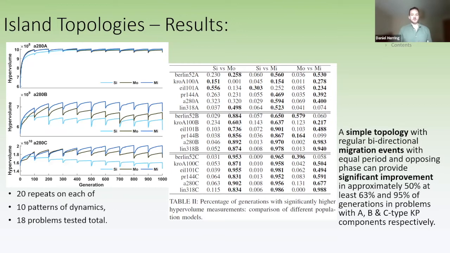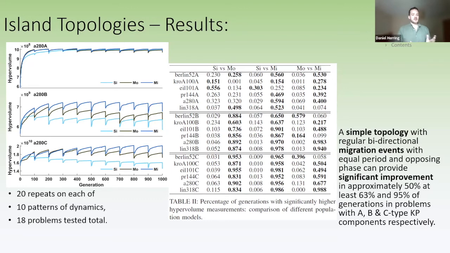The MI model, the one with migration, outperforms the others, most evidently on the B and C type instances. These ones have more items per city. The pairwise comparison in the table of the generation-wise significant improvements between the different models highlights the effectiveness of multi-population models and multi-population models with simple migration events compared with a single population.